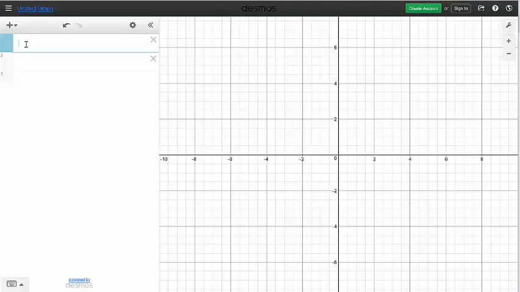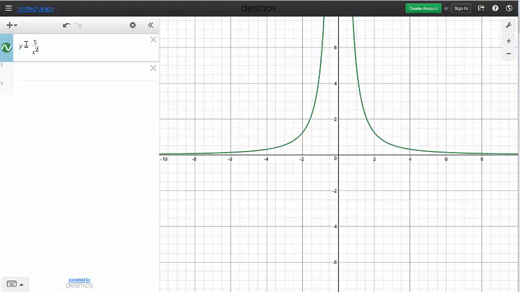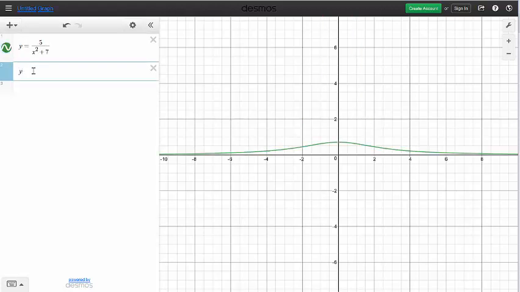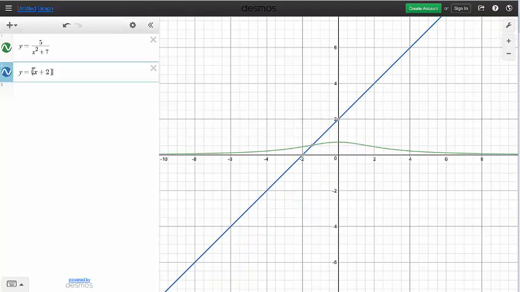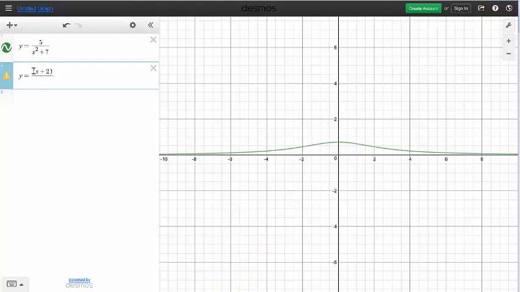All right. So in Desmos, I'm going to enter the left-hand side of the equation, which we'll enter as y equals 5 divided by x squared plus 7. And then we'll graph the right-hand side of the equation, which was x plus 2, get parentheses around the x plus 2 there, divided by x minus 3.